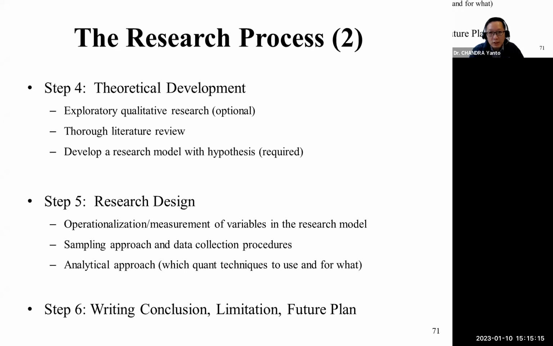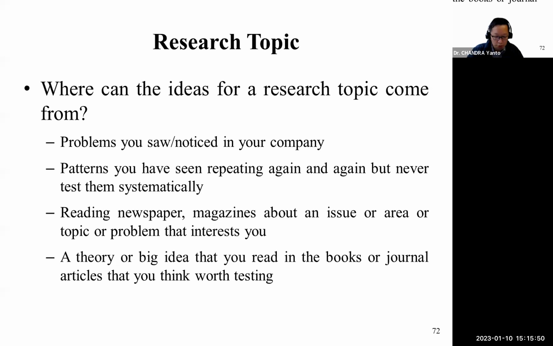The difference between qualitative and quantitative research, which I'll talk about in a moment, is that in quantitative research, you need to specify everything in advance. Your hypothesis is specified in advance. How you operationalize it, how you sample it, how you collect the data, how you're going to analyze the data, everything has to be specified clearly in advance before the research starts. And the last step is you write your conclusion, you acknowledge some limitations, because every research is limited by something. So there is no perfect research. And then you also identify maybe some future research plans.